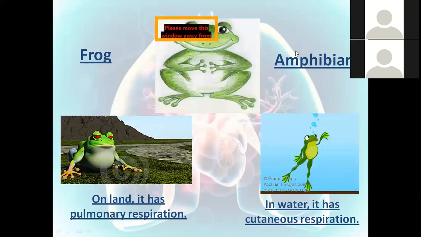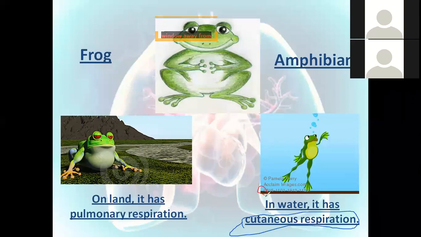So the frog is an amphibian that lives both on land and under the water. In water, it has cutaneous respiration. Why? Because they breathe using their skin. While on land, they have pulmonary respiration. What is the meaning of pulmonary? They breathe using their lungs.